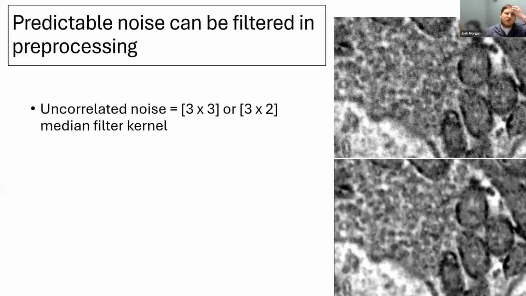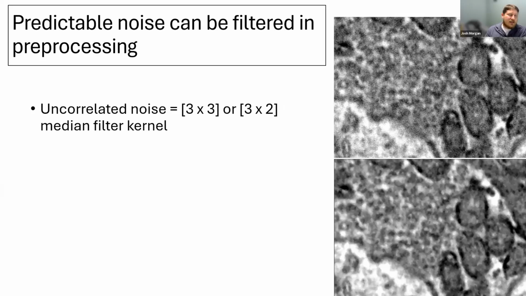With all of this stuff, you want to be transparent about what you're doing to the data. And there's going to be a trade-off between resolution and signal to noise. But very often, a little bit of median filtering really helps us see things better.